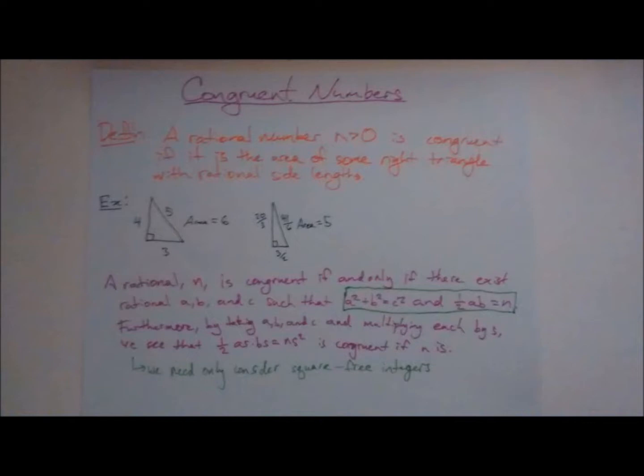At this point we can make a simplification. By scaling all of the sides of the triangle, multiplying a, b, and c all by a constant factor s, we see that if n is congruent, then so is n times s squared. So this means that we only have to consider square-free integers when solving the congruent number problem. To consider any other rational number, we only have to look at its square-free part to determine whether or not it's congruent.